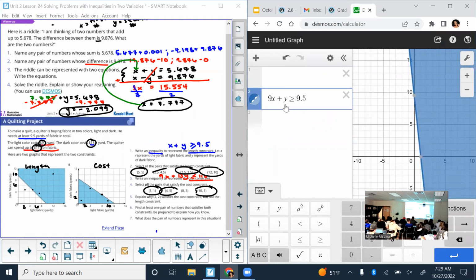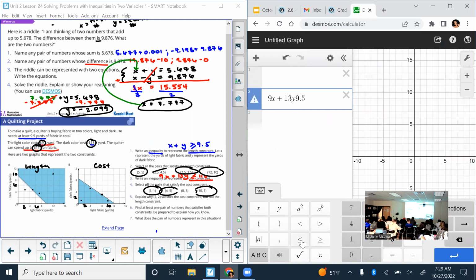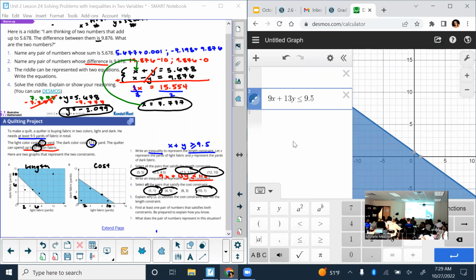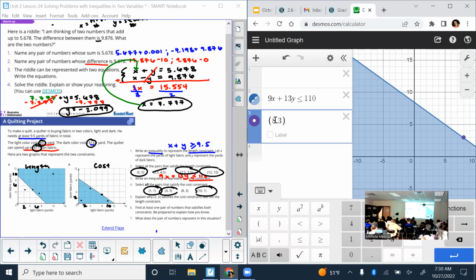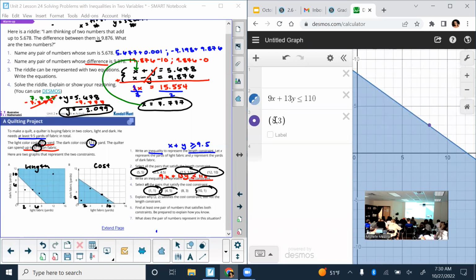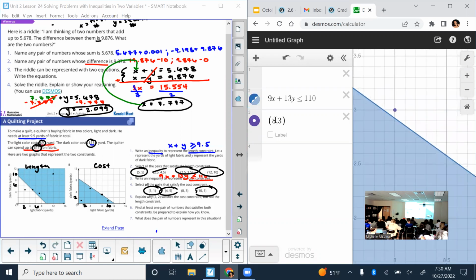So if you type it in, 9x plus 13y, and then it has to be less than or equal to, so those buttons are down here if you need them, less than or equal to 110. So if I type in 8, 3, I might have to zoom in. It does look visually on the line, but if I zoom in closer, it is not. All right, so that's kind of deceiving, but we knew to probably check that one because of how close it was. So yeah, cross off 8, 3 if you circled it.